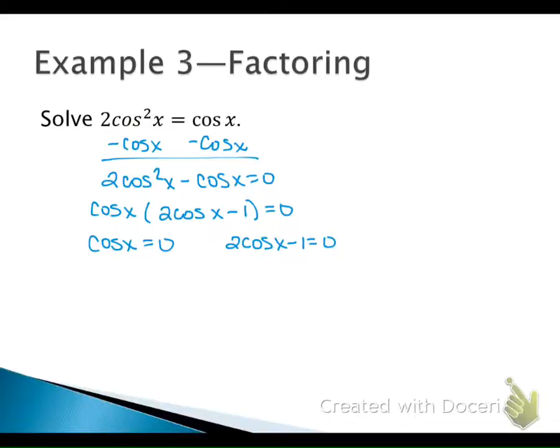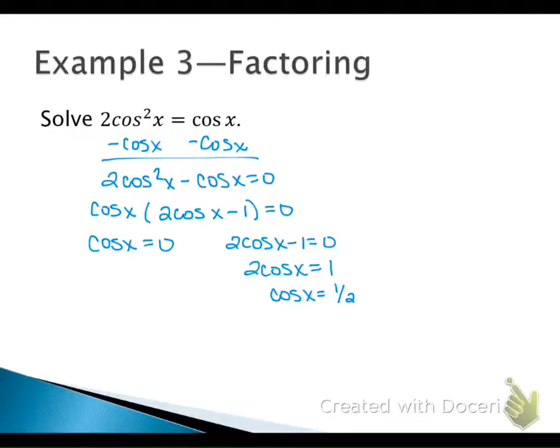Well, the left one's already solved, but the right one I need to get cosine by itself, so I'm going to add the 1. So 2 cosine of x equals 1. Divide by 2, so cosine of x equals 1 over 2. Alright, so now to solve. First, the one on the left.